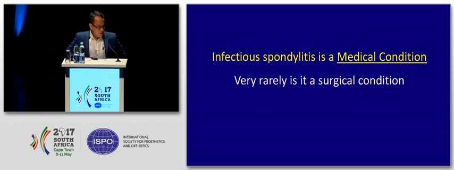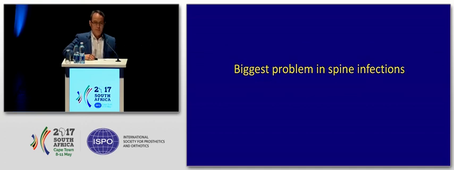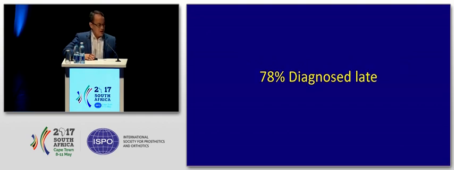The problem that we have is that infectious spondylitis is usually considered in most developed countries as a surgical condition. But mind you, WHO and all other countries consider infectious spondylitis as a medical condition, not a surgical condition. It only becomes a surgical problem because of the biggest problem of spinal infection, in that 70% of spinal infection are usually diagnosed very, very late.